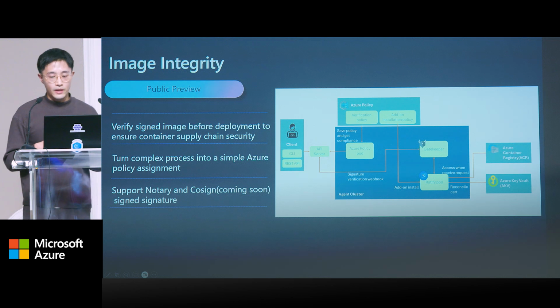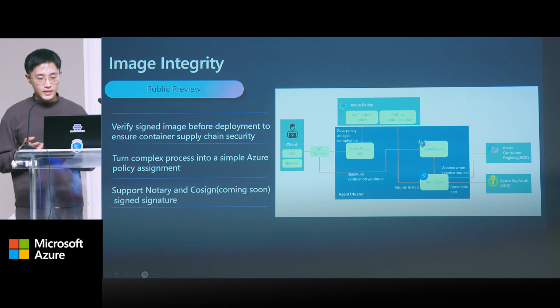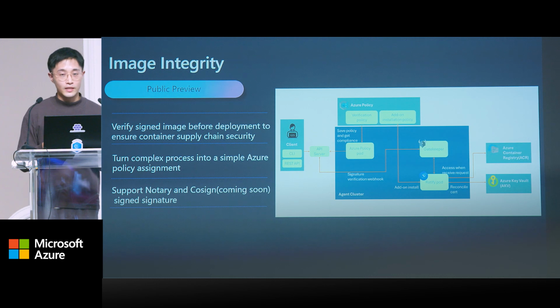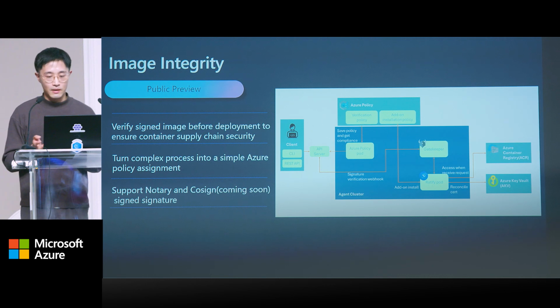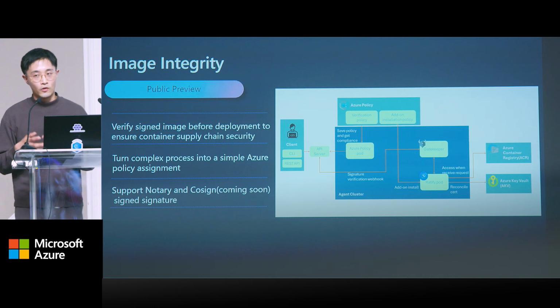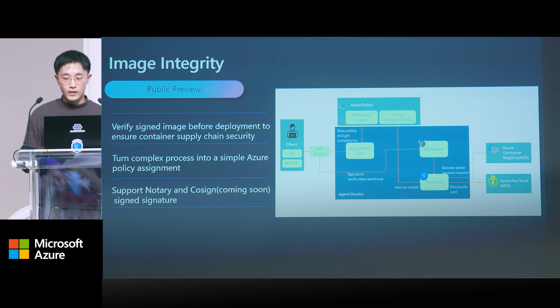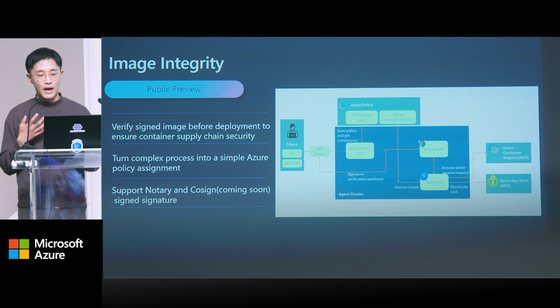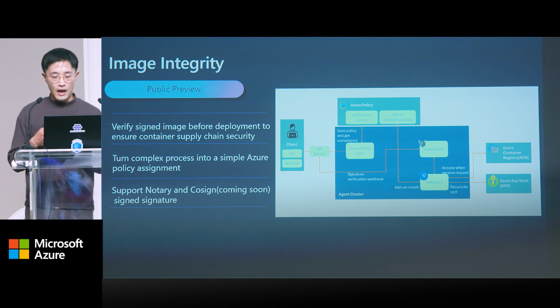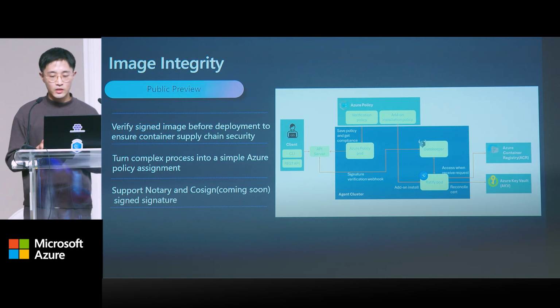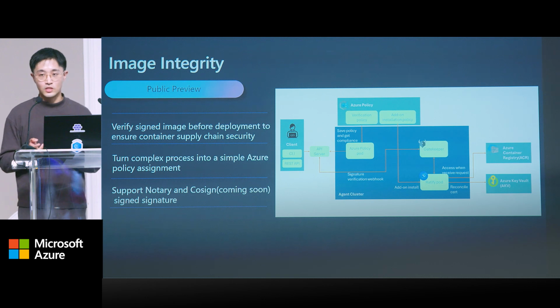Instead of moving back and forth with the verification engines, the admission policy controller, the key vaults, and the registries on your own, with image integrity, what you need to do is simply assign an Azure Policy assignment on the AKS cluster, and the add-on and all its prerequisites and dependencies will be installed for you automatically. You can then verify if your image has been signed and safeguard your deployment on AKS. And the best part is that we are going to support both Notary and Cosign signatures, which are two of the most popular signature formats today.